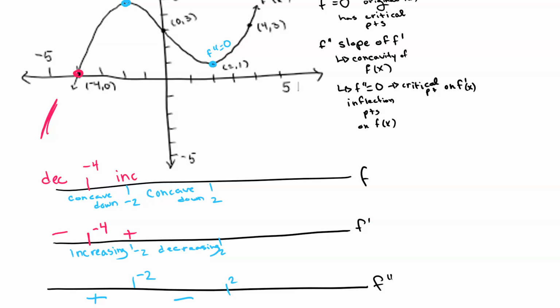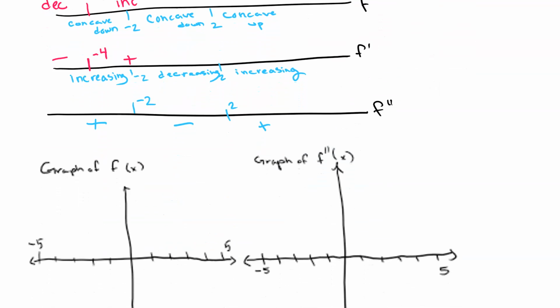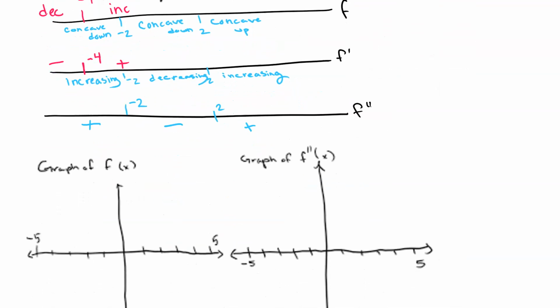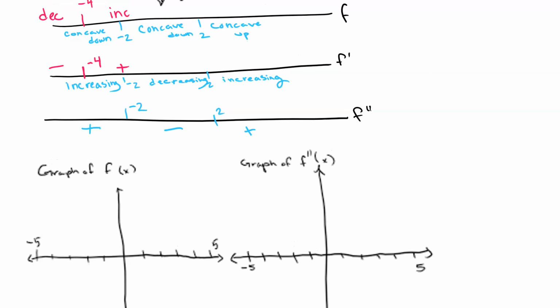All right, and then after that point, we are going to switch to increasing on our derivative graph, which means our original graph is going to switch to concave up at 2. And our second derivative graph is positive there. We've got all of our characteristics that we need now to construct our graphs. So first, let's look at the graph of the original function. It's going to switch from decreasing to increasing at -4, and it's concave down there.